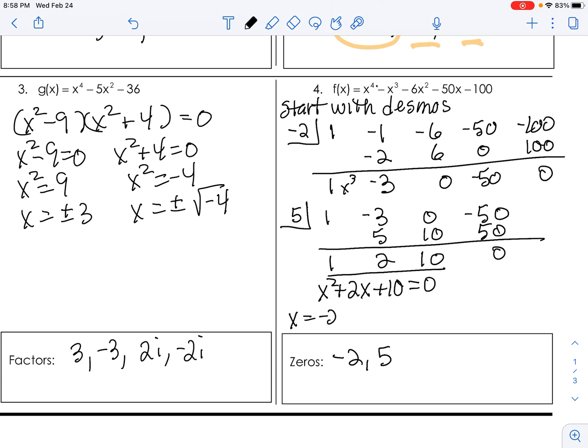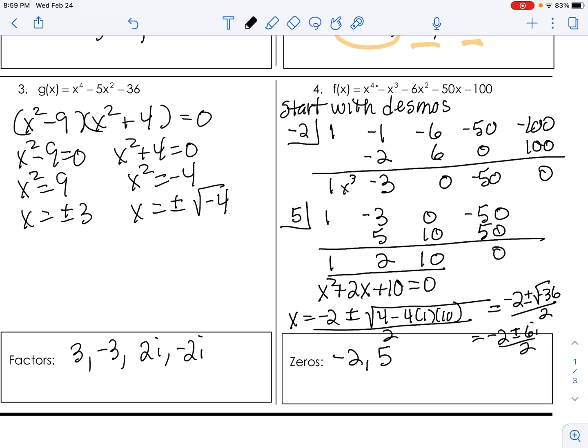And so here goes the quad formula. X equals opposite b plus or minus square root of b squared minus 4ac, all over 2a. And then you've got to simplify that. So that's negative 2 plus or minus root negative 36 over 2. And so that's negative 2 plus or minus 6i over 2. And so my other zeros are negative 2 over 2, negative 1, plus or minus 3i.